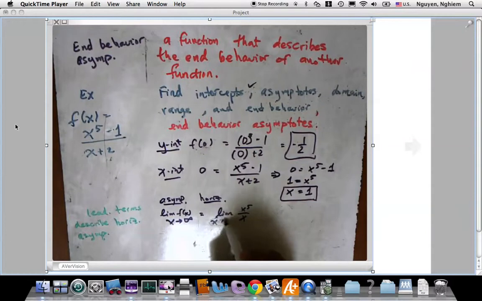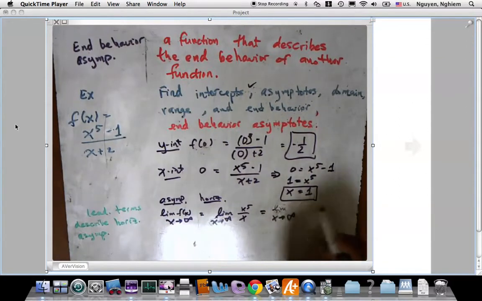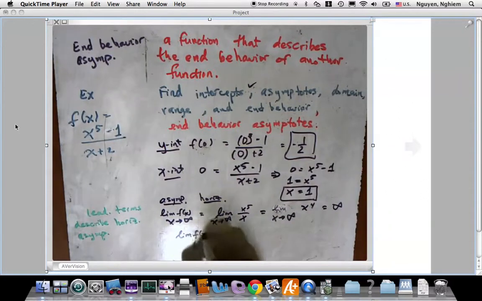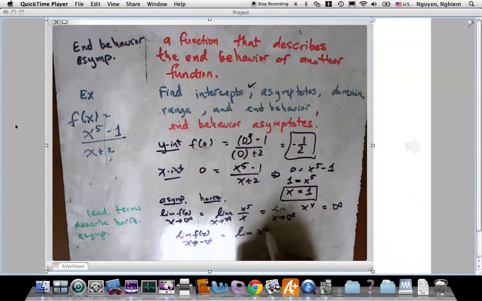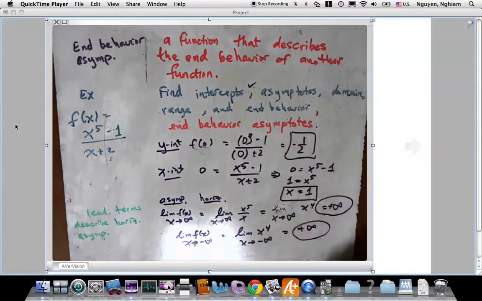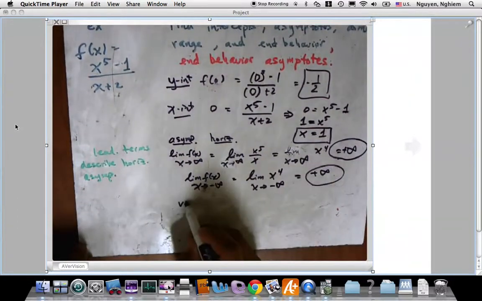as x approaches infinity. But x to the fifth over x is just x to the fourth. So notice here, I'm not saying that the functions are the same, I'm saying the limits are the same. So this is going to approach infinity, and I also know that the limit of f of x as x approaches negative infinity is also going to be equal to the limit of x to the fourth as x approaches negative infinity, which is also going to be positive infinity. So both of these are positive infinity. Okay. All right. So that takes care of the horizontal asymptotes.